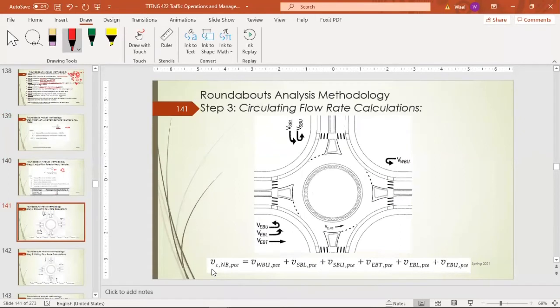Then we need to identify the circulating flow rate calculations. That means we need to calculate the circulating flow rate here and here and here and here. Why? Because basically this circulating volume is conflicting volume with this direction, and this with this, and so on.